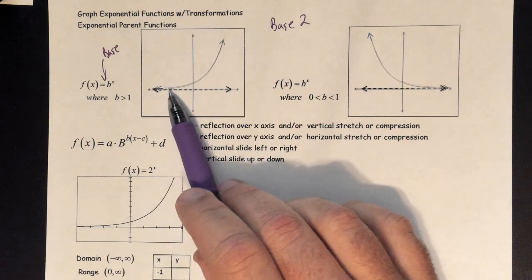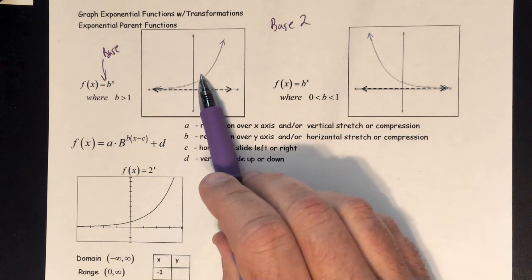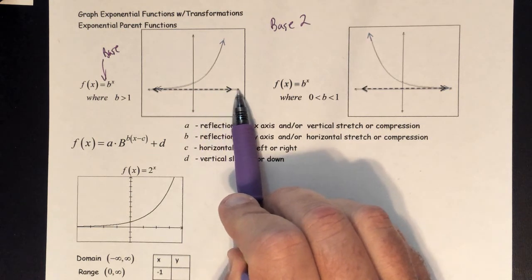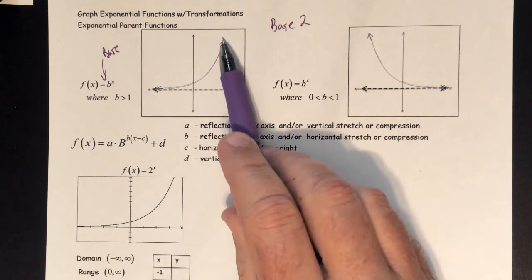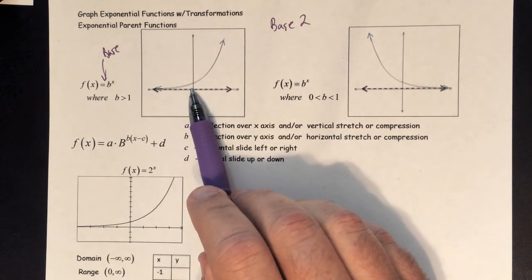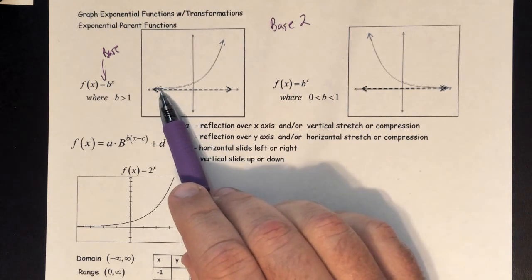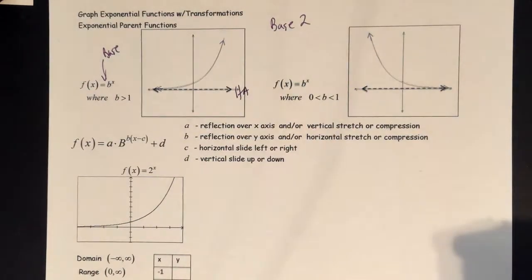your graph is going to get bigger, and as the x value is on the positive side, it's going to exponentially grow. That y value is going to get bigger and bigger and bigger. As your x value is negative, though, notice it gets closer and closer to our x-axis, in which we're going to have a horizontal asymptote right there.